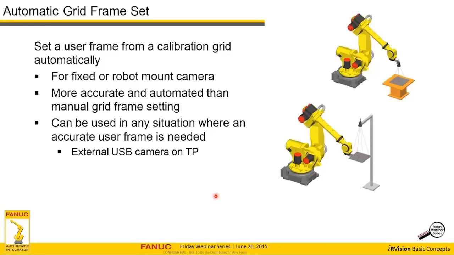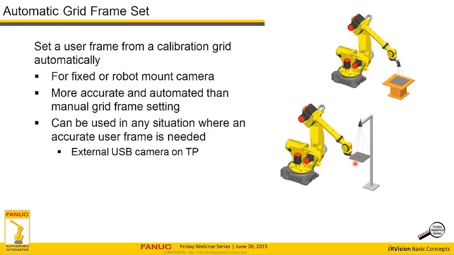It's often used when we have multiple robots, for example. But it's a very simple to execute process, and for many cases, I find it's both more convenient and much more accurate to use this automated grid frame set in a camera calibration process. And I'll show you how to do that now. So what is the automated grid frame set for? It's for fixed or robot-mounted cameras, as we see in the picture here.